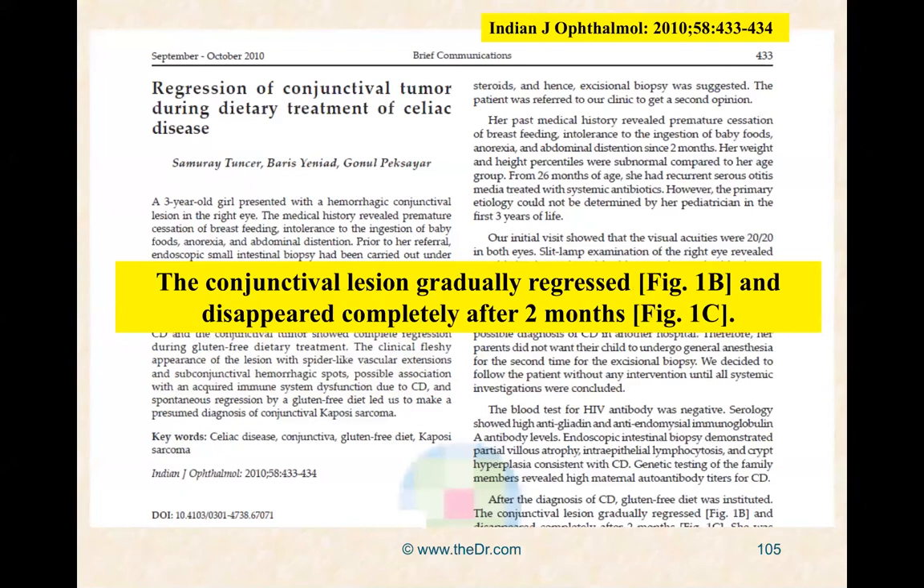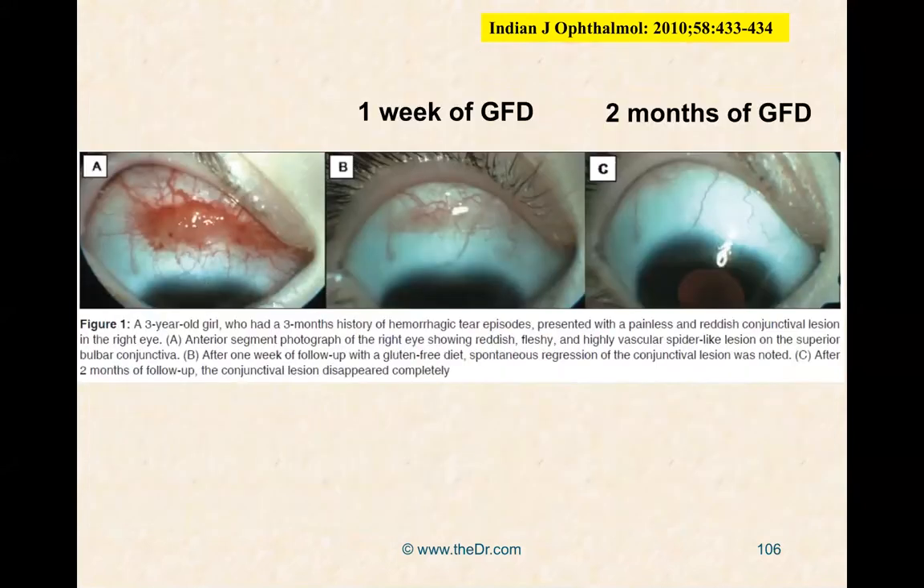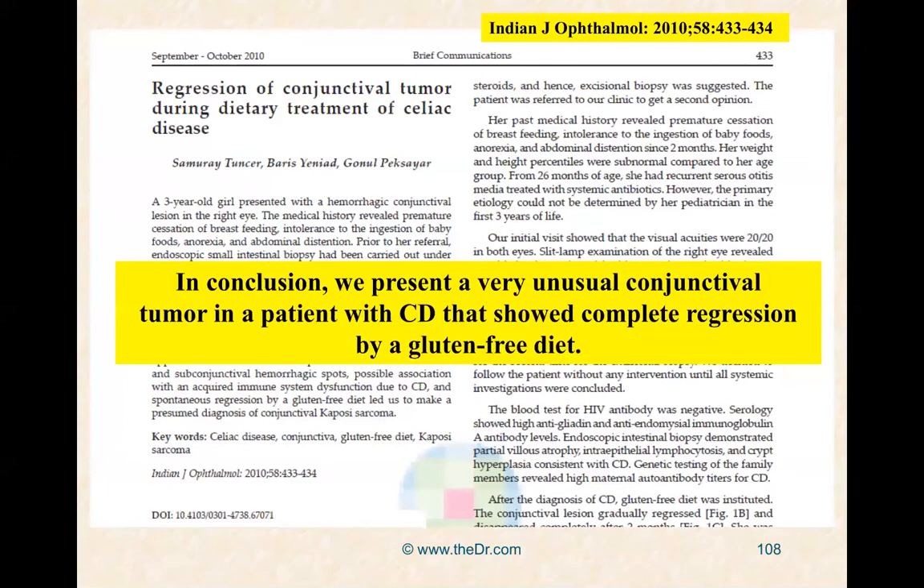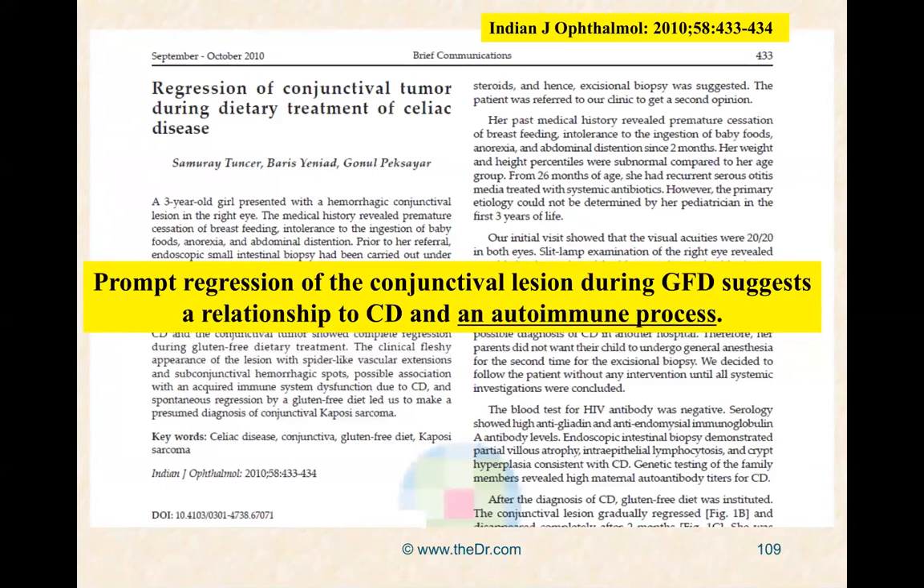And what did they find? Within a week, look at what happened. Now, this is 2 weeks on a gluten-free diet, because they had been on a gluten-free diet for a week by the time they got to the ophthalmologist. And so now 2 weeks later, before they went in to do the biopsy, the ophthalmologist just took a look. Well, wait a minute. Let me get that picture of the first time. And thank God they took pictures. And then 2 months later, completely asymptomatic, and the conjunctival lesion did not reoccur 9 months after follow-up on a gluten-free diet. We present a very unusual conjunctival tumor in a patient with celiac disease that showed complete regression on a gluten-free diet. Prompt regression of the lesion during the gluten-free diet suggests a relationship to celiac and an autoimmune process. There's molecular mimicry once again.